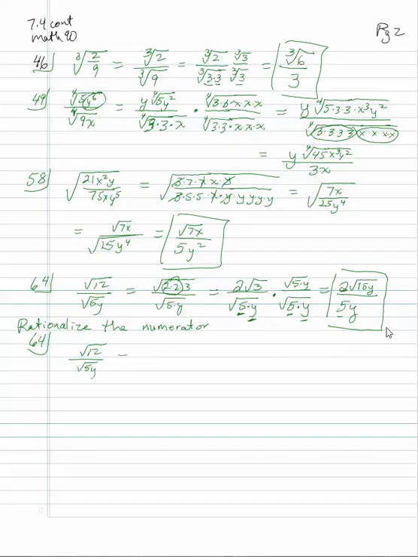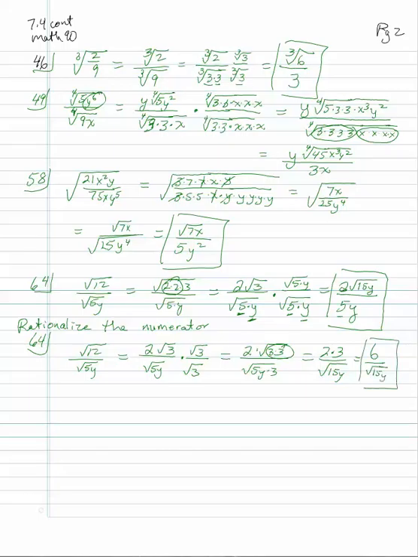So for 64, since the directions are rationalize the numerator, what I should have done is start at the 2 square root of 3 over square root of 5y. I want the 3 to come out, so the numerator is going to be rationalized. So I need one more 3. So 2 3's inside make 1 3 outside. So I get 6 over square root of 15y. And now you see the numerator is a rational number. No square root.